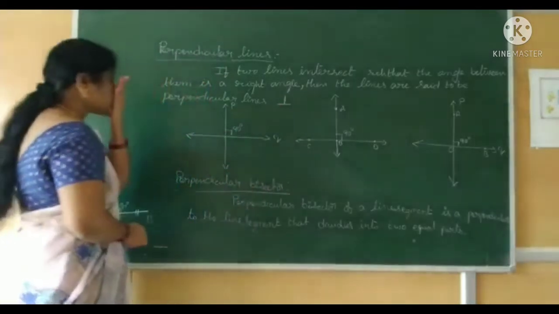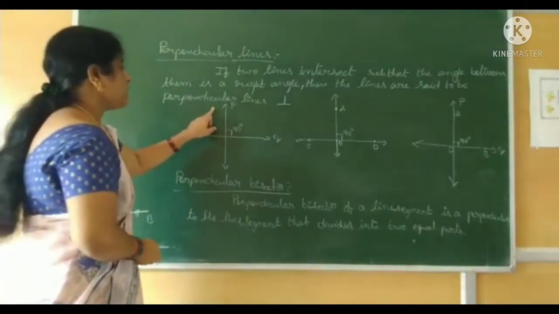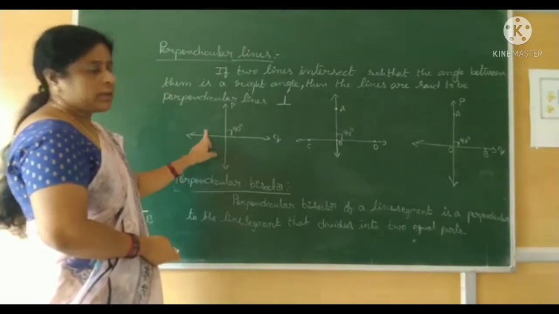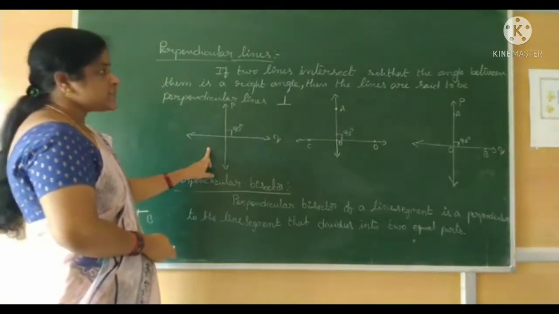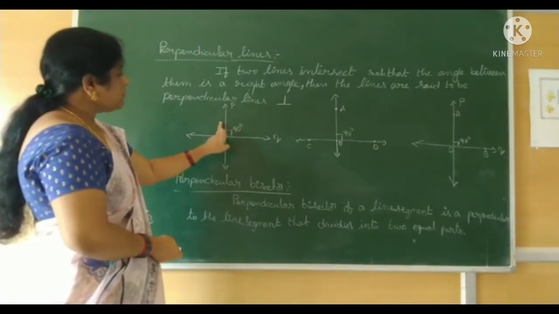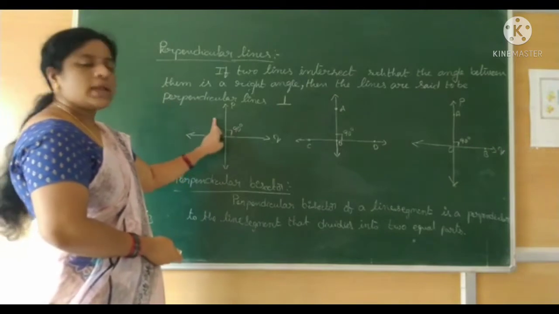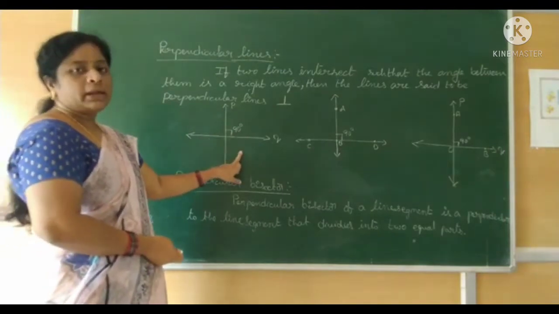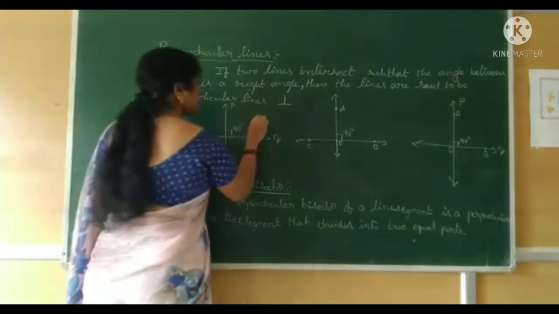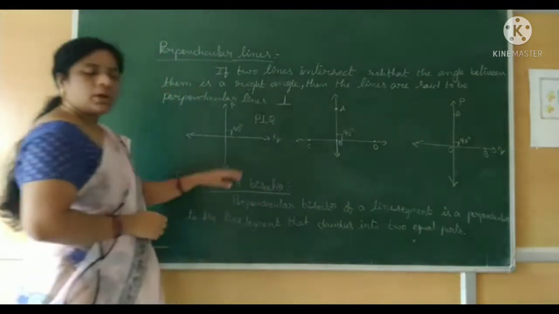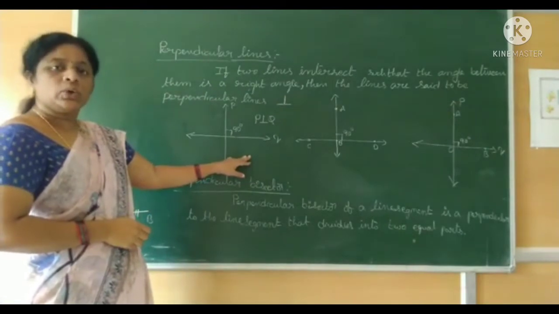See here. Here the two lines are P and Q. P and Q intersect. The angle between them is 90 degrees. Then these two lines are said to be perpendicular lines. So how can we write? P perpendicular to Q.